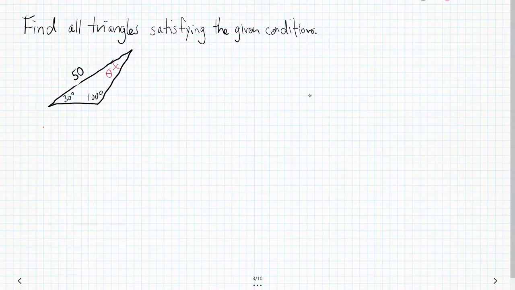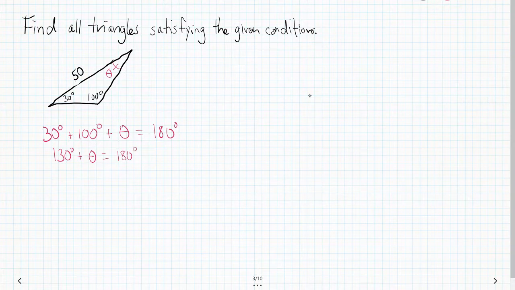So notice you have 30 degrees plus 100 degrees plus theta, and we're keeping this in terms of degrees. It's a triangle, so the sum of all the angles has to equal 180 degrees. That means you have 130 degrees plus theta equals 180 degrees, meaning theta would have to equal 50 degrees. Okay, so looking back at our triangle, now we can fill in that piece of information. If you always have two angles, you should always take care of that last angle. That's the easiest part. So 50 degrees.